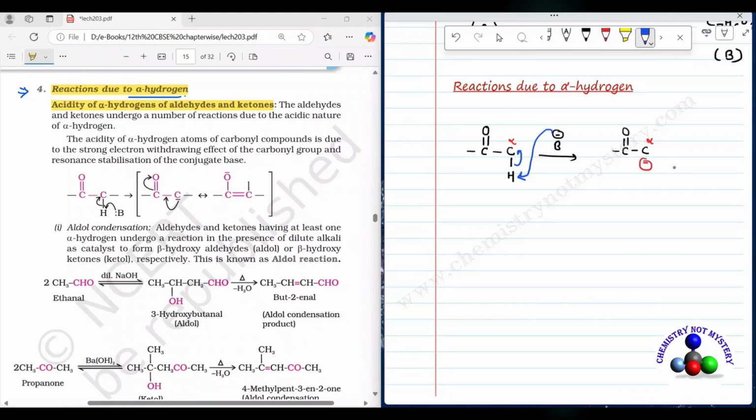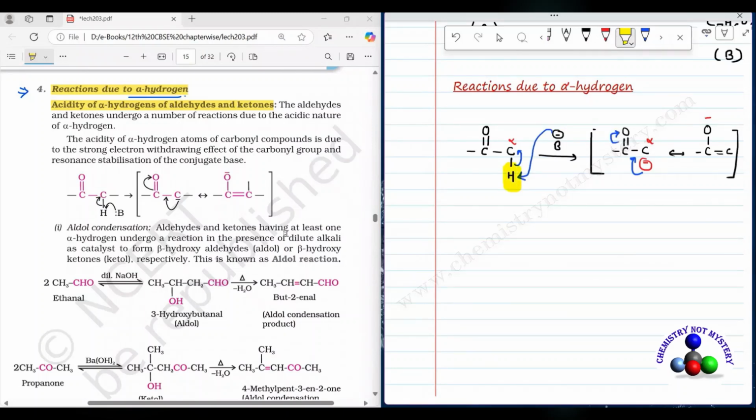This negative charge will get stabilized by the resonance of carbonyl carbon. So this negative charge will move between these two carbons, and the pi bond will move at oxygen. So here you will get the next resonating structure. In this resonating structure, oxygen carries negative charge, and double bond is formed between these two carbons. So that's how negative charge gets stabilized by the resonance effect. That's why alpha hydrogens are acidic in carbonyl compounds.